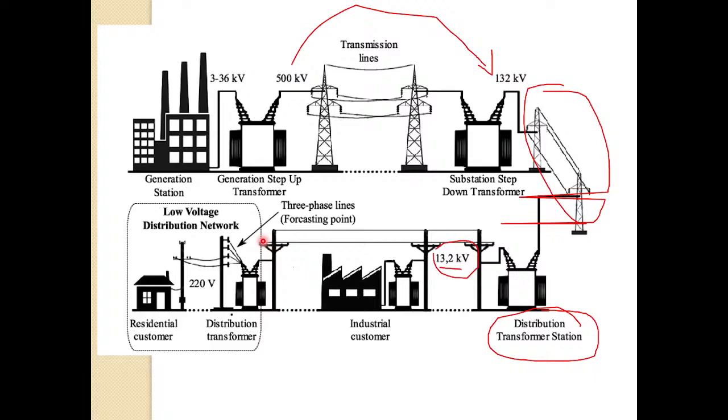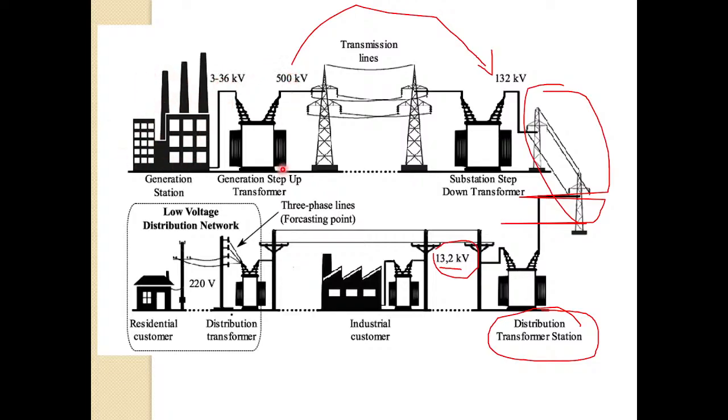Further, it is transmitted through the transmission lines, and there is one more distribution transformer where the voltage level is further reduced to 220 volts, and it is given to the residential customer. Residential means houses.